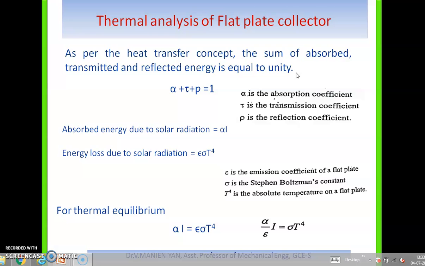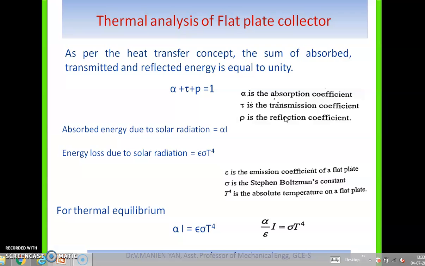absorbed, transmitted and reflected energy is equal to unity, that is, alpha plus tau plus rho equals 1. Here alpha is the absorption coefficient, tau is the transmission coefficient, and rho is the reflection coefficient. The absorbed part of the energy is used to increase the temperature of the body. Normally, a portion of the energy is lost by conduction, convection and radiation.